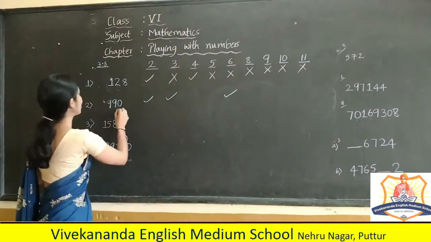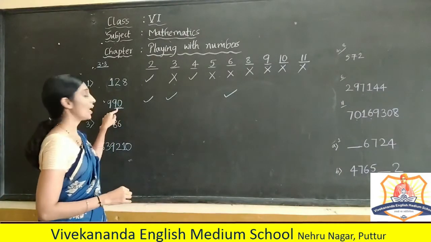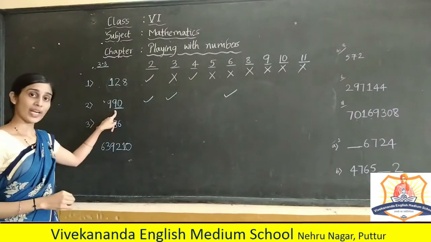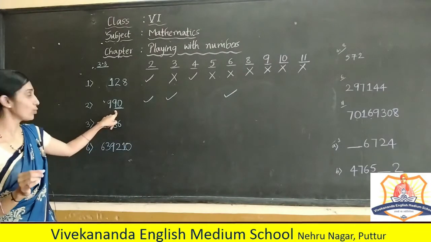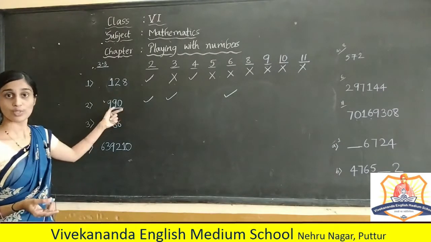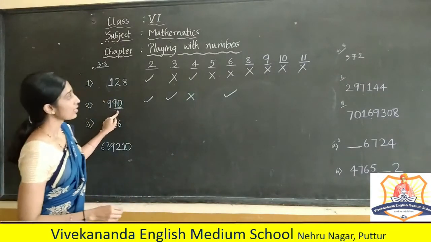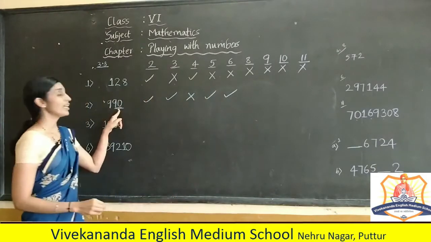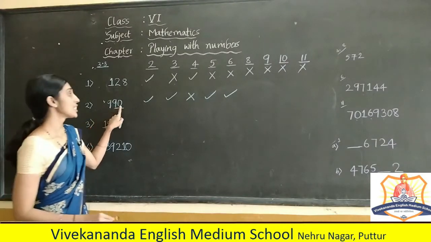Next, 4, how to check? 90, whether it is divisible by 4. 4 20s are 80, 21s are 84, 22s are 88. So the next number is 92. So it is not divisible by 4. Right. Next, by 5. Yes, of course, without any doubt we can say that this is divisible by 5 because it ends with 0. In units place it has got 0.